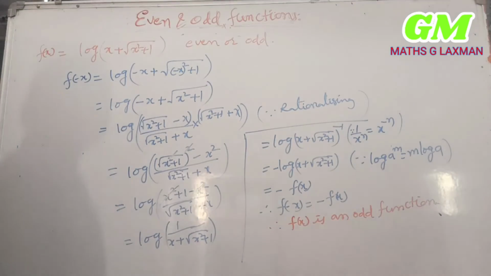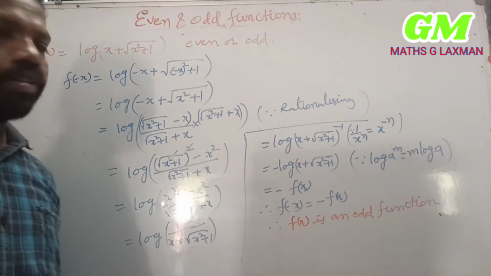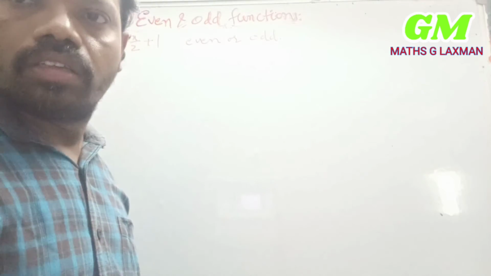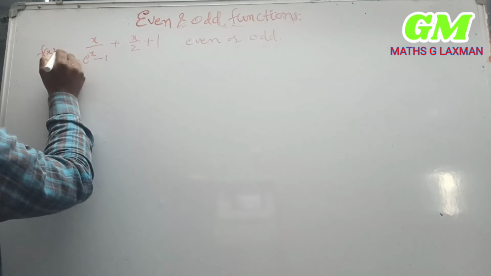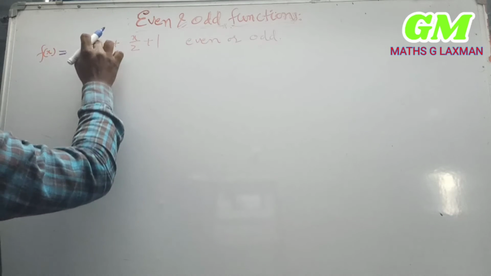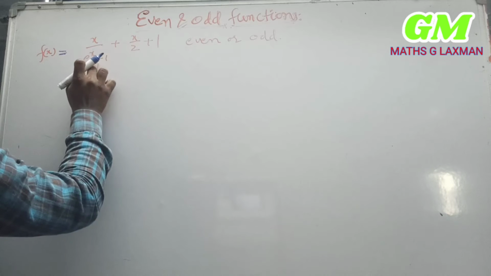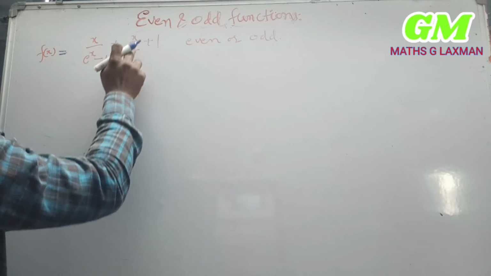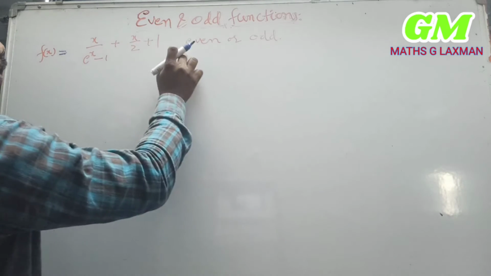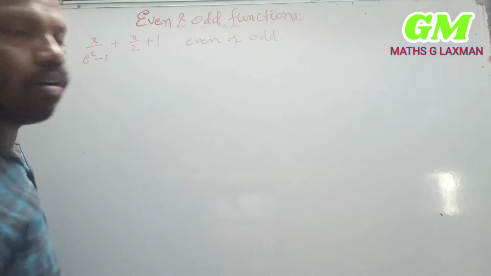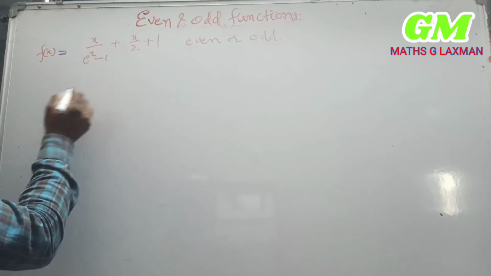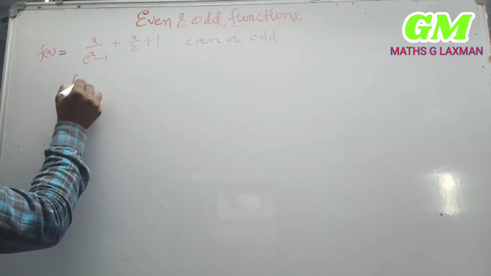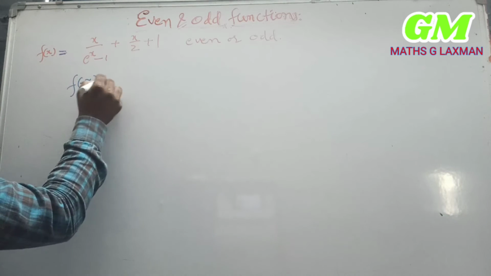Like this we can find the even and odd functions. Here is one more question. f of x is equal to x divided by e power of x minus 1, plus x by 2, plus 1. So we have to check whether it is an even or odd function. To check this, we need to substitute minus x in place of x.